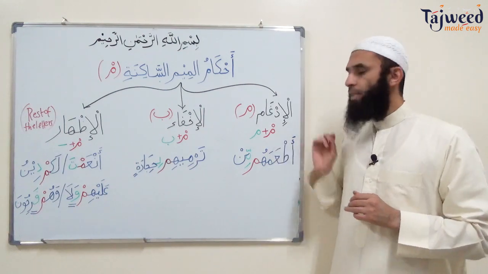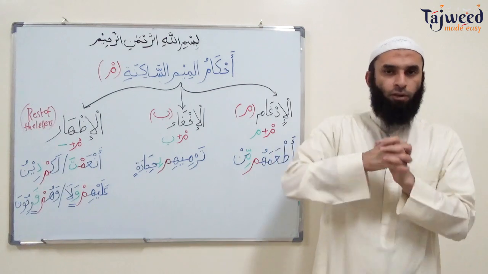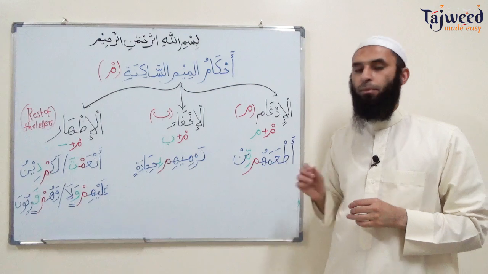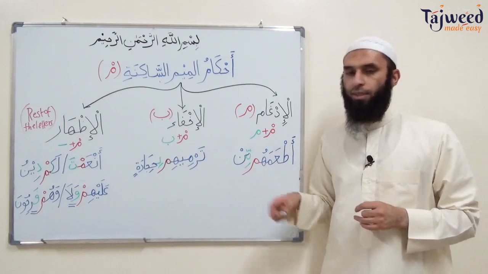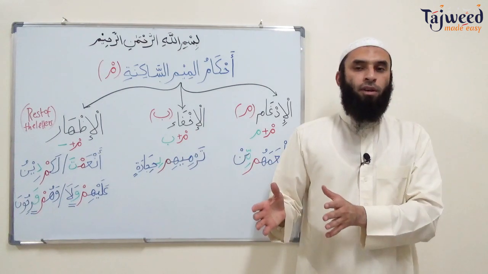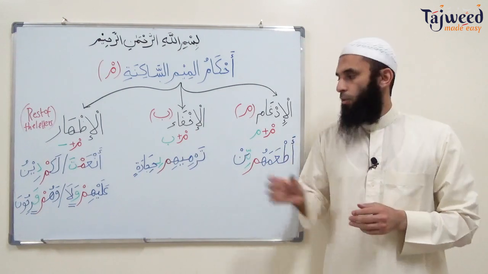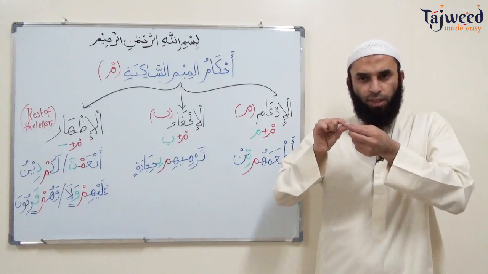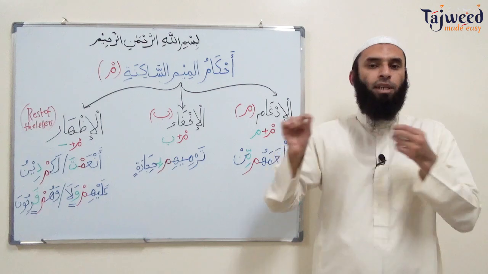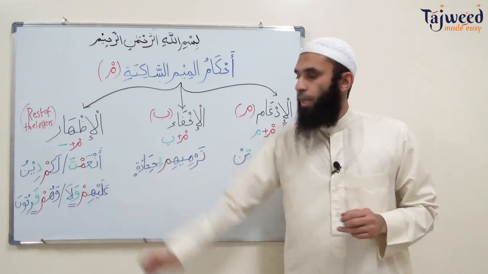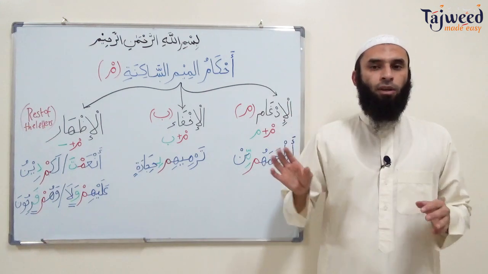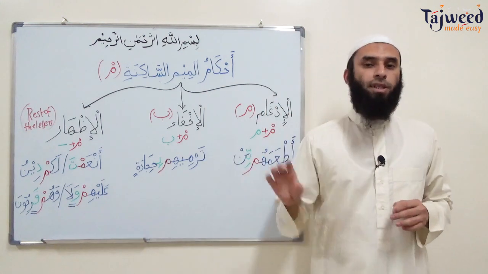Number one, when Meem Saakinah meets another Meem, we merge them, make it one letter, and hold the Meem. This Meem would enter the second Meem and we'll just hold it. Al-Ikhfa is in between Idgham and Izhar. So just touch, tarmihim, then stretch. Tarmihim bihijara. That's it. And the last one is Al-Izhar, which is just to touch then let go. If Meem Saakinah meets the rest of the letters, 26, touch and let go.